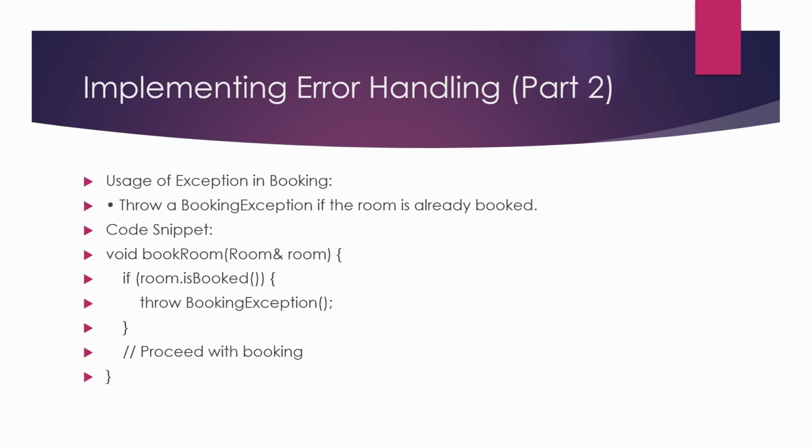Here we see how to use the custom exception in the book room function. If the room is already booked, the function throws a BookingException. This prevents users from making invalid bookings and ensures the integrity of the system.